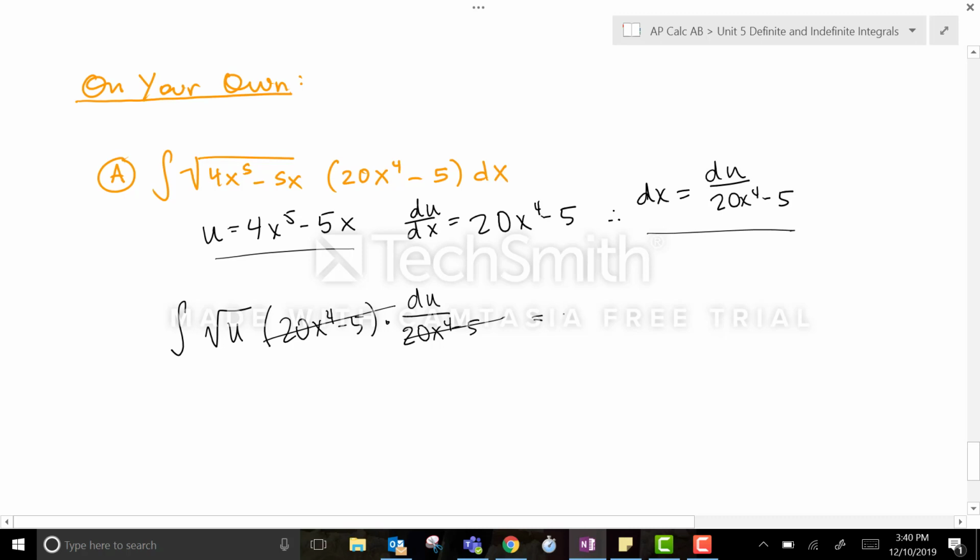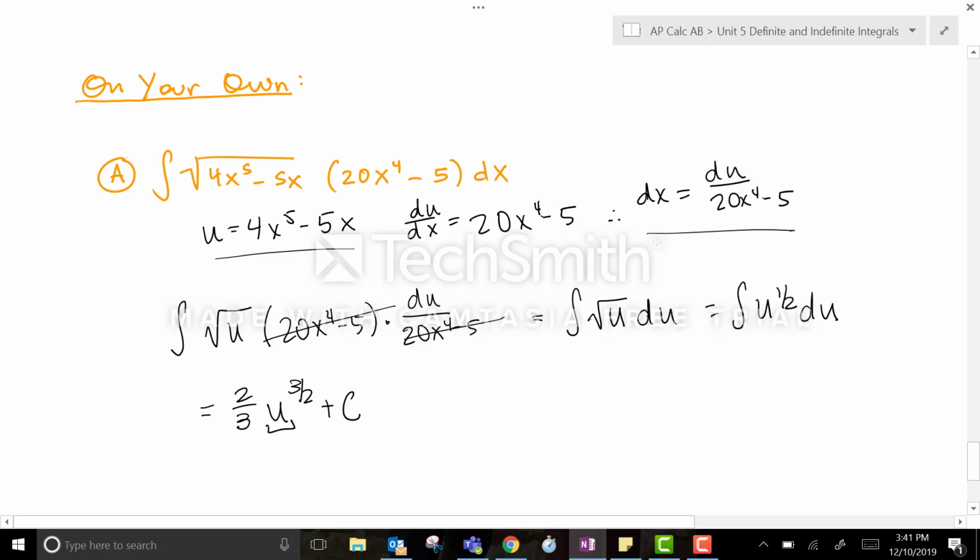And I am left with the integral of the square root of u du, which means I just need to integrate that. That's the same thing as saying u to the 1/2. I always like to turn my radicals into exponents. After I get that done, I add 1, n plus 1 is 3 over 2, so I have u to the 3 over 2 divided by 3 over 2. So I flip and multiply, 2/3 u to the 3 over 2 plus c.